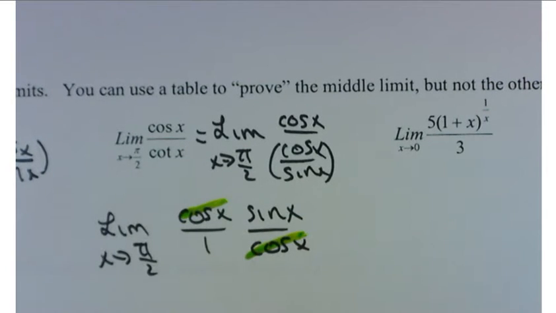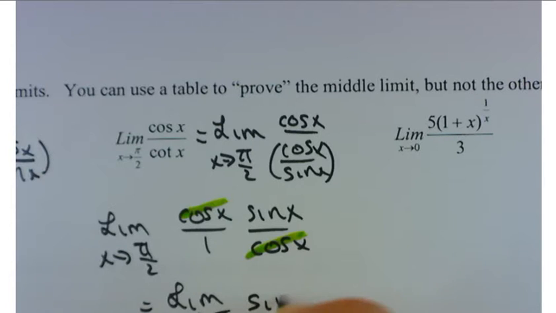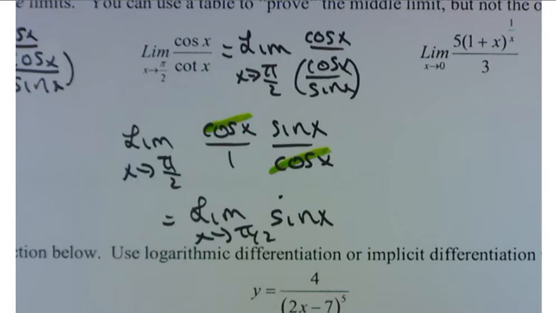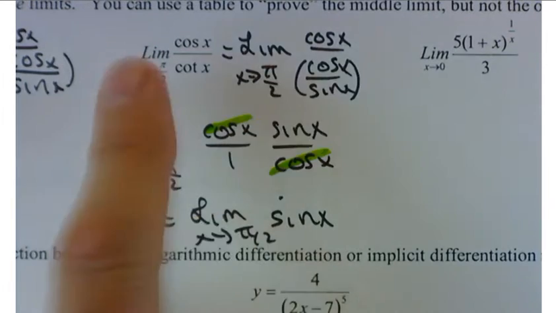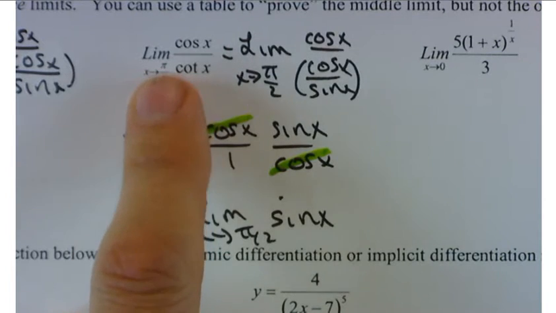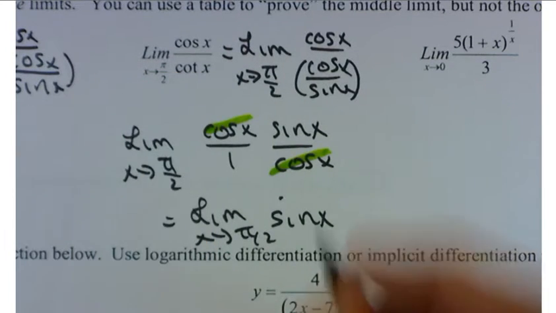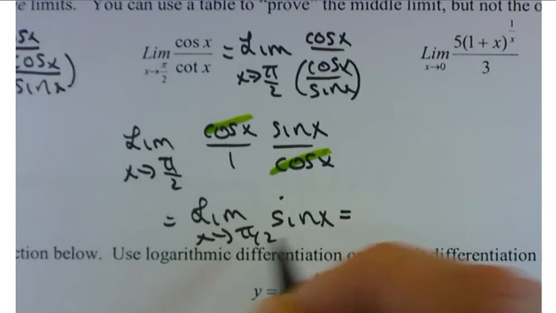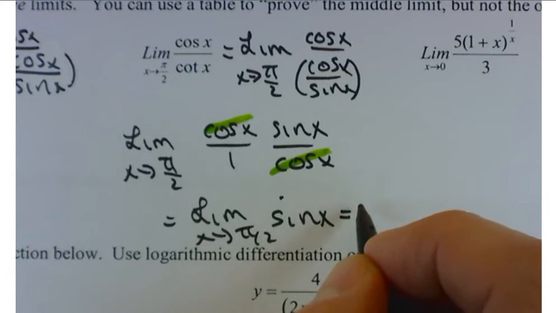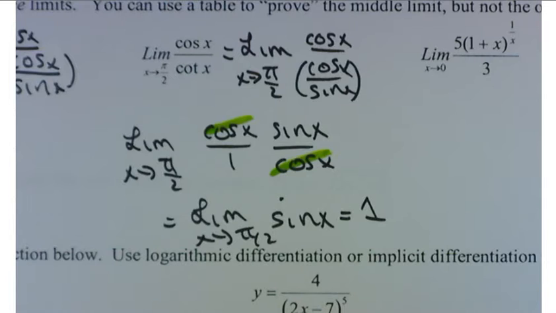Cosine cancels itself out. So all you're left with is the limit as x approaches pi over 2 of the sine of x. At this point, the first thing you should be thinking about is the first thing you should always try, which is to plug in the limit. Now, that wouldn't have worked up here because you would have gotten a 0 in the denominator, but it works down here. What's sine of pi over 2? 1. Yay. And that's it for this first one.